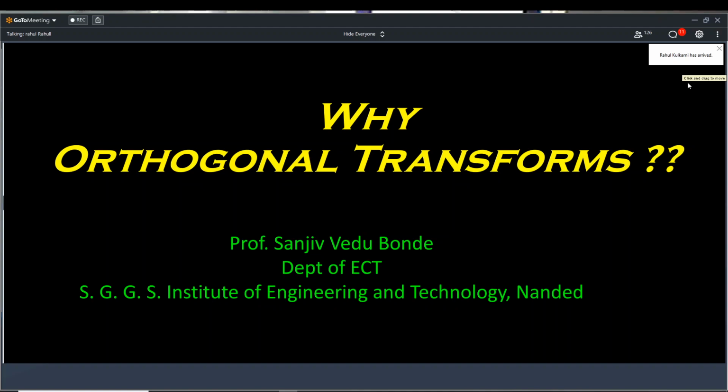So when you have an orthonormal transformation, or when your kernel or basis functions are orthonormal for the set transform, then at that time you can directly compare the transform domain coefficients, which one is bigger, which one has a higher contribution.